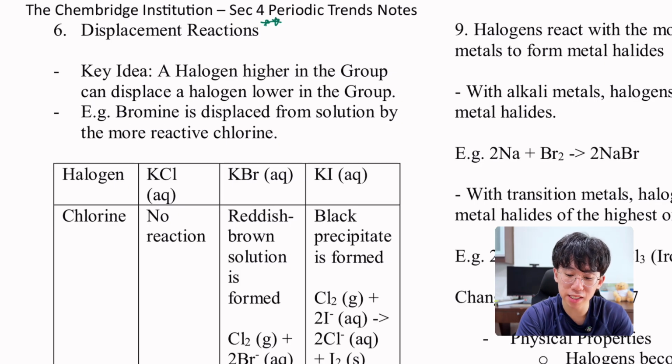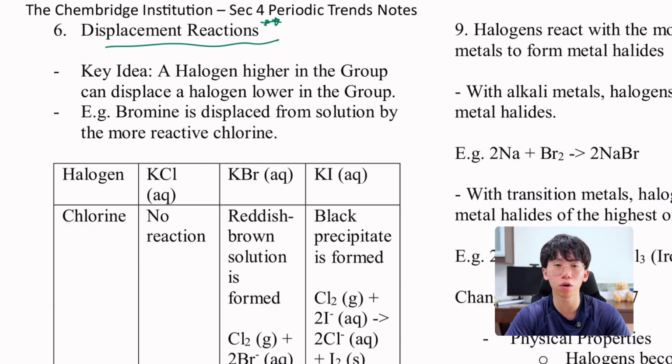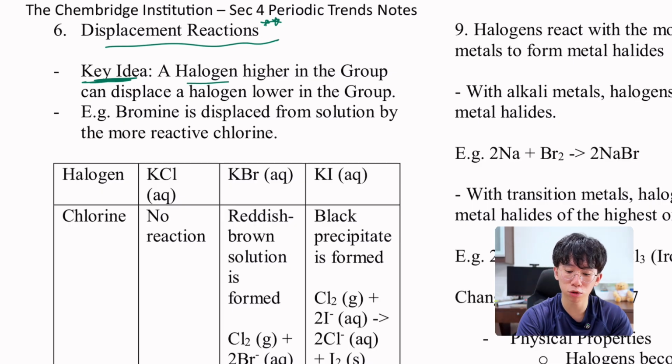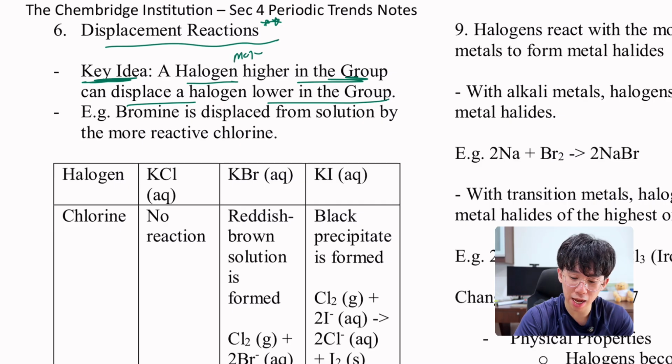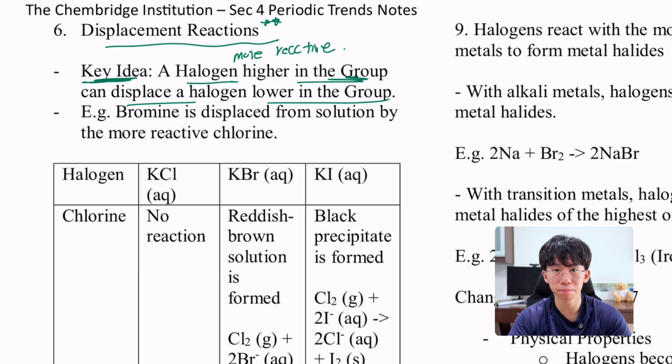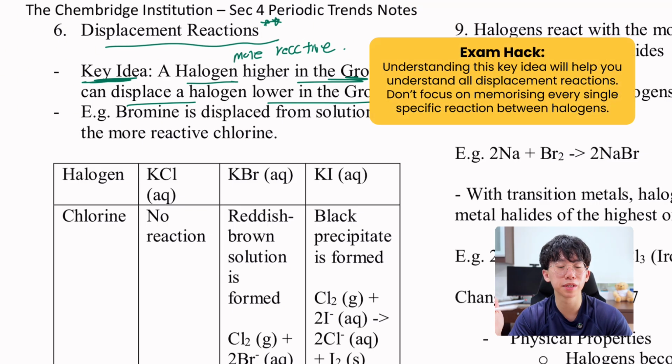One of the key reactions for your halogens are displacement reactions. And take note, these are very commonly tested in all your tests and exams. I can almost guarantee it will come out. The key idea to understanding what a displacement reaction is, is to remember that the halogen higher in the group can displace a halogen lower in the group. Why? Because the halogen higher in the group is more reactive. The more reactive element, in this case the halogen, will displace the less reactive one.